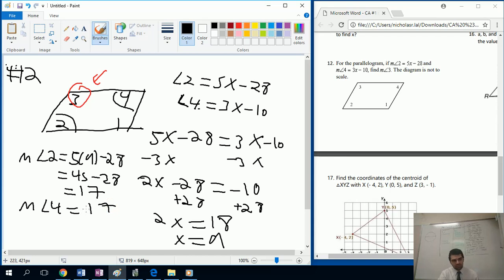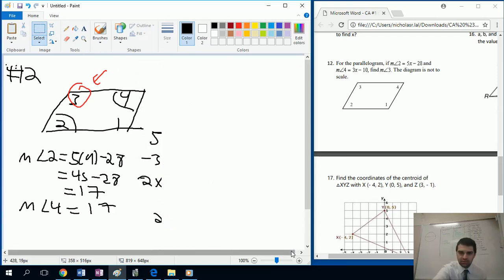So same side angles in a parallelogram are supplementary. So pause the video if you need to get the work from right here, because I'm going to erase it. So with parallelograms, the same side angles are supplementary, which means they add up to 180. So same side angles for parallelograms are supplementary.